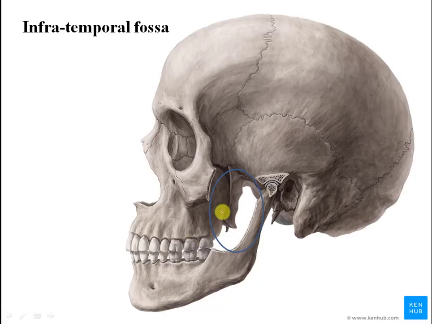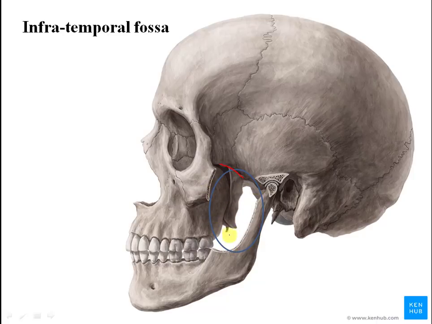view the infratemporal fossa. The infratemporal fossa has a roof formed by the greater wing of sphenoid, and here the anterior wall is formed by the back of the maxilla, the medial wall is formed by the lateral pterygoid plate of sphenoid, and the lateral wall here is formed by the ramus of the mandible.